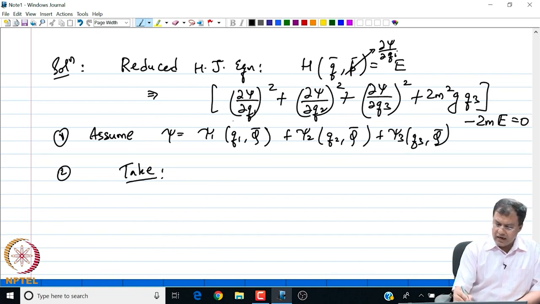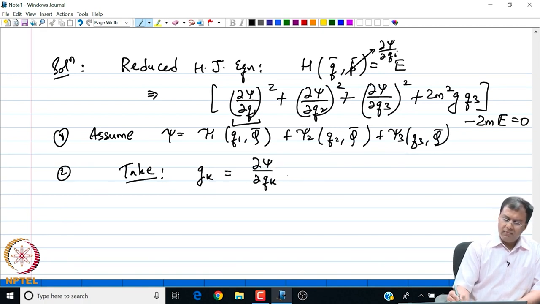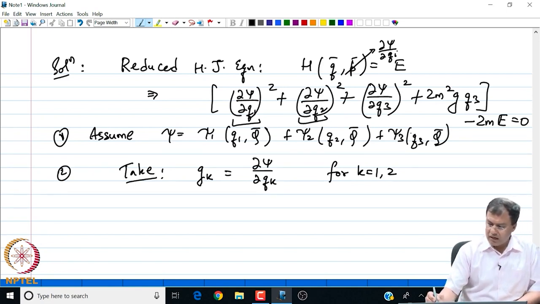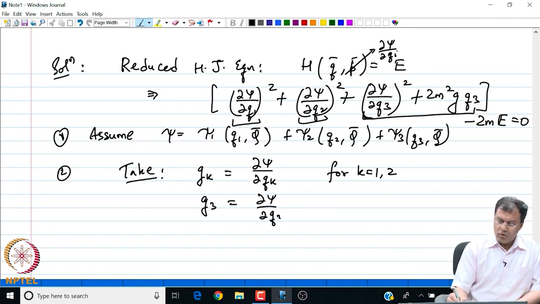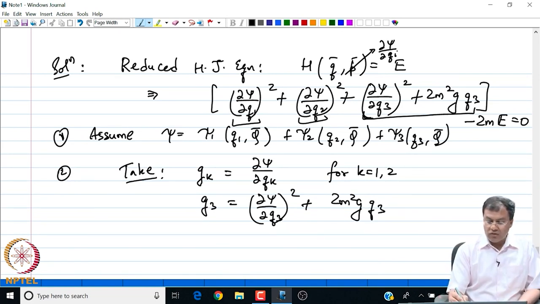So, we can take g_k to be del psi del q_k for my first two components, k equal to 1 and 2. Notice that they are quite similar, but for the third component I have q3 appearing here and here. So, I take my g3 to be del psi del q3 square plus 2m square g times q3, right. Note that I have not taken a square in g1 and g2, because if I had taken a square, the solution involves g_k set equal to the constant c_k. So, we could have taken square roots. Taking square does not matter in the first two components, right.